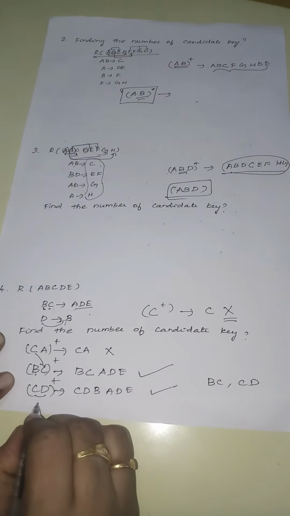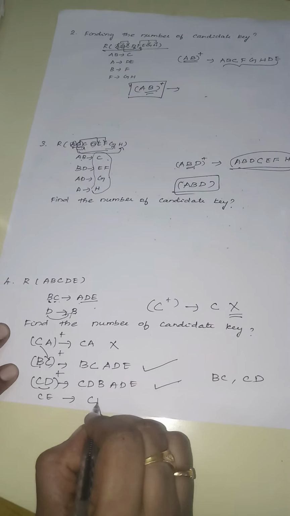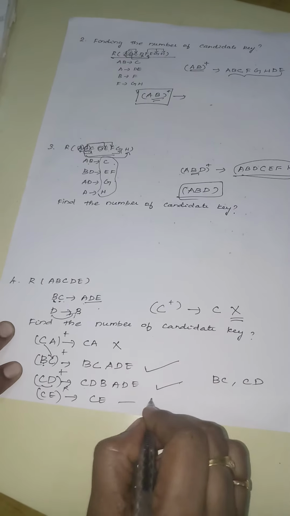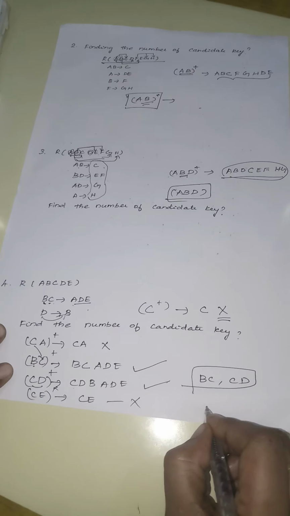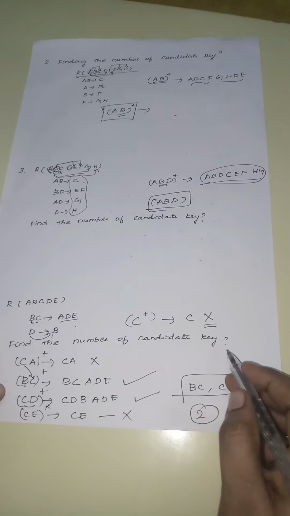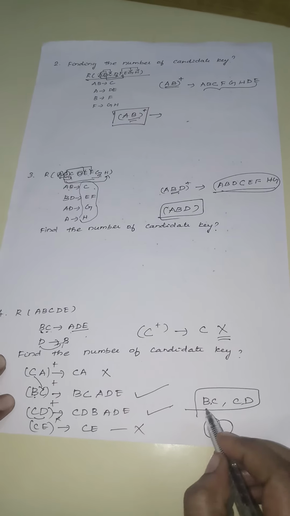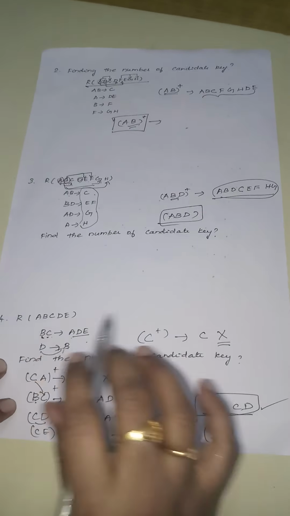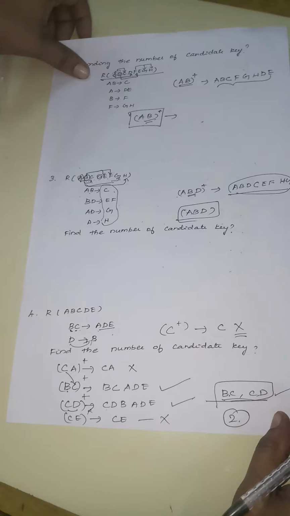And one more thing, CE. Applying the closure property on CE, nothing. So the number of possible candidate keys is 2. The question may be how many candidate keys are available, so the answer is 1, 2, or otherwise like this. So that's all about keys in GATE questions. Thank you.